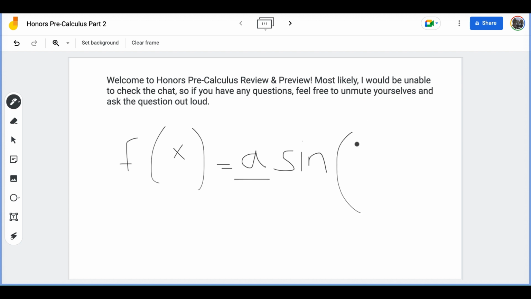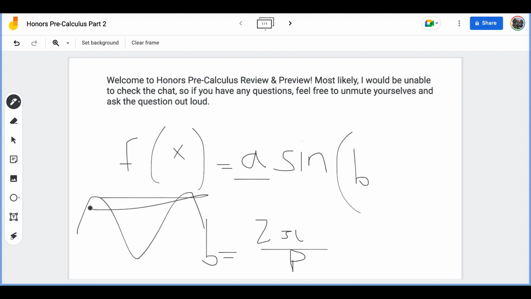You can change the period. So this is a value b, and b would be equal to 2 pi over the period, which I'm going to abbreviate with p. So you can change the period, which is basically the length from one maximum to another maximum point. So if you have a graph like this, this is the period. The amplitude would be the distance from the midline to the maximum, which is also equal to the distance from the midline to the minimum.